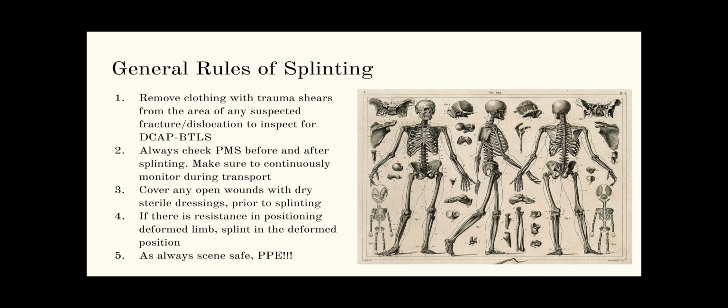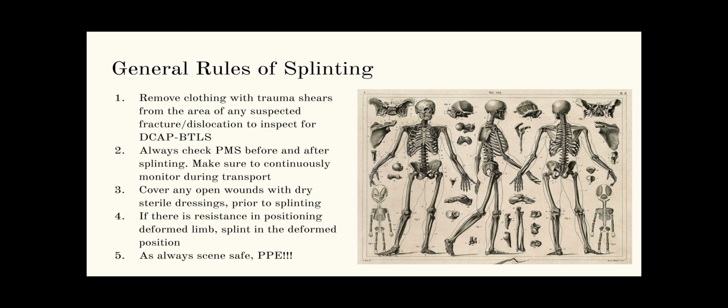So we always want to check PMS before and after splinting. We want to make sure they have a pulse, make sure they have motor function and sensory sensation. Can they feel you touching them? Can they wiggle their fingers? Before and after splinting. And then you want to continuously monitor during transport as well to make sure that the extremity has not become pulseless.